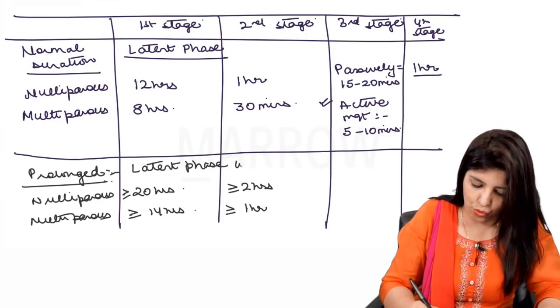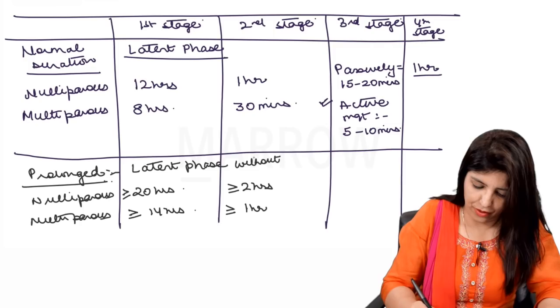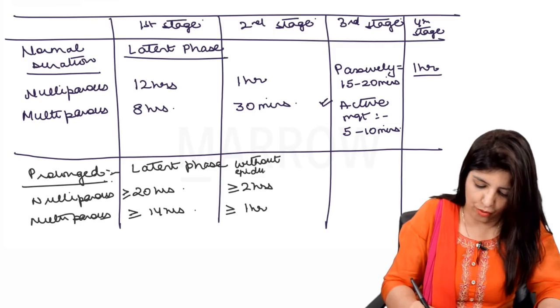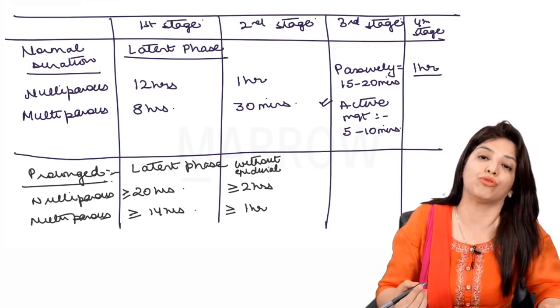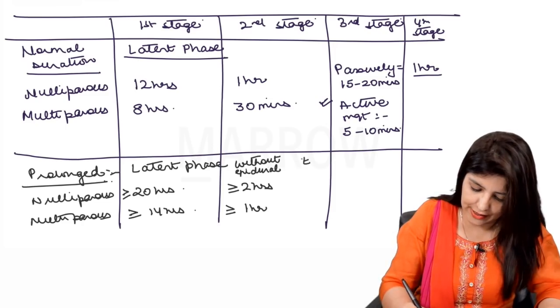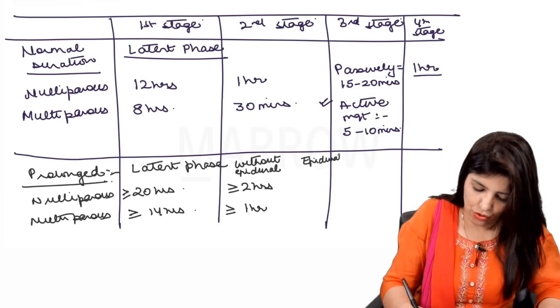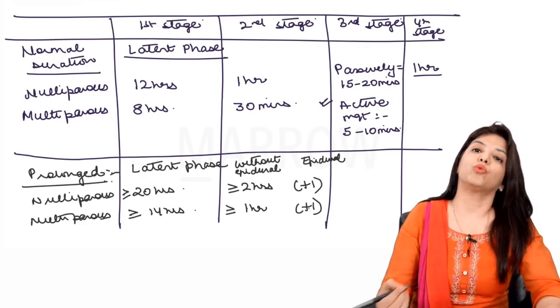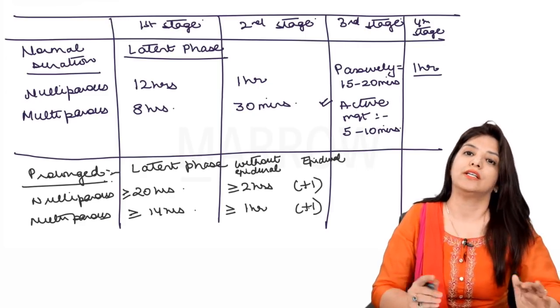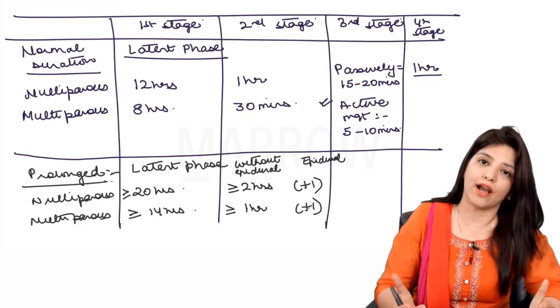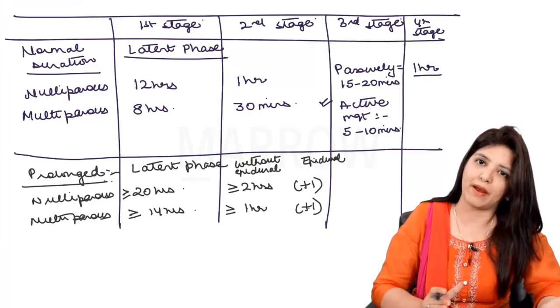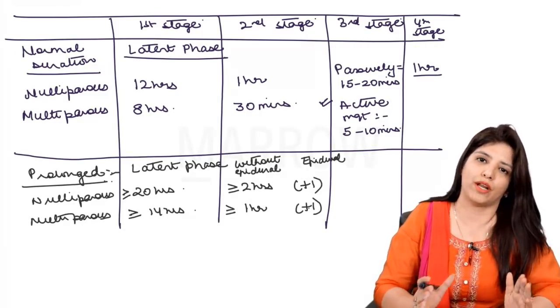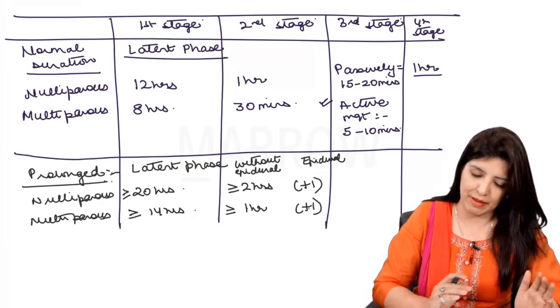Now, all this is without epidural, right? Suppose for pain relief, you had given epidural to the patient. In that case, you have to add 1 hour each. So, with epidural, the prolonged second stage would become 3 hours or more in a nulliparous female and 2 hours or more in a multiparous female.